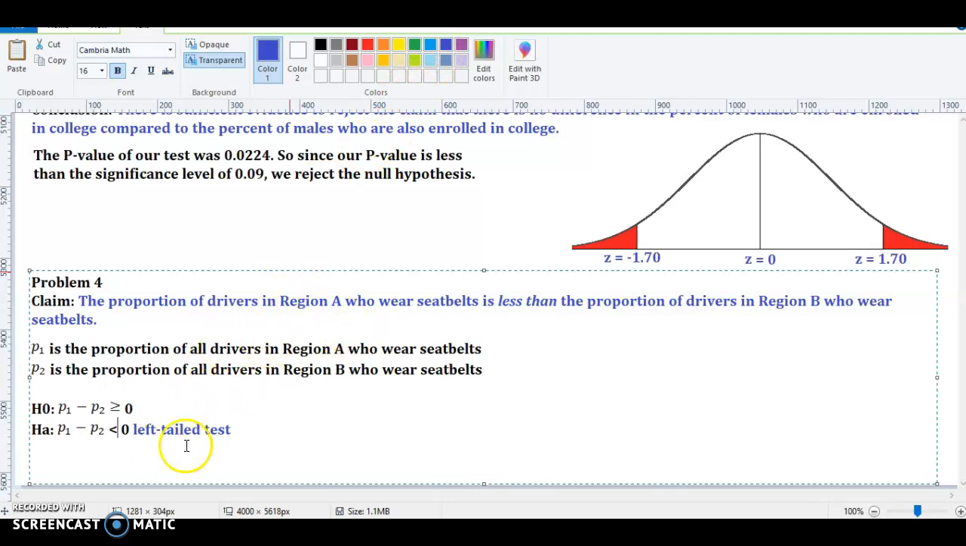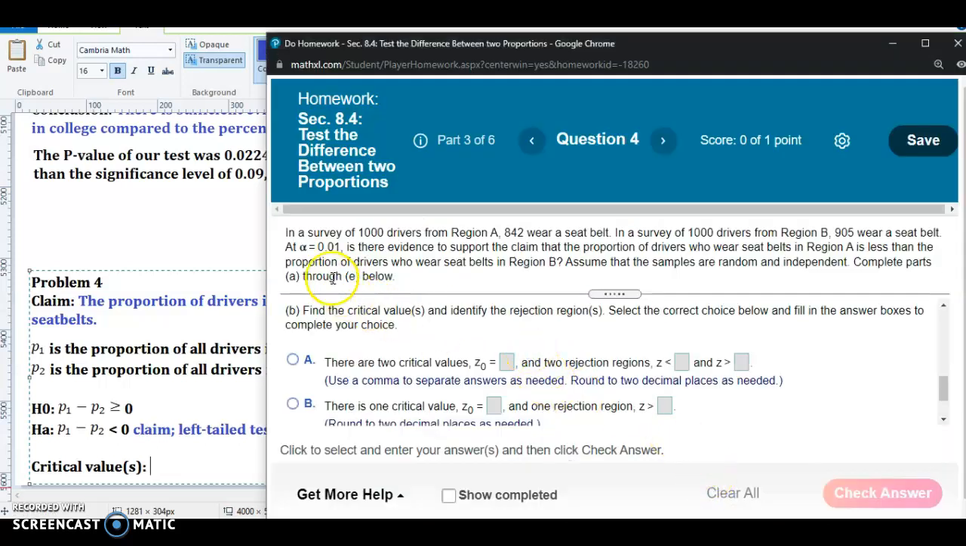In any case, the claim is represented by the alternative hypothesis. So the claim is the alternative hypothesis in this case, and it's a left-tailed test. In just a minute, we're going to find the critical value of the test. Because it's left-tailed, there's only going to be one critical value. Whenever you have a two-tailed test, there are two critical values. Likewise, if this were a right-tailed test, there would only be one critical value. Remember, this is based on the level of significance in the problem, which is 0.01.